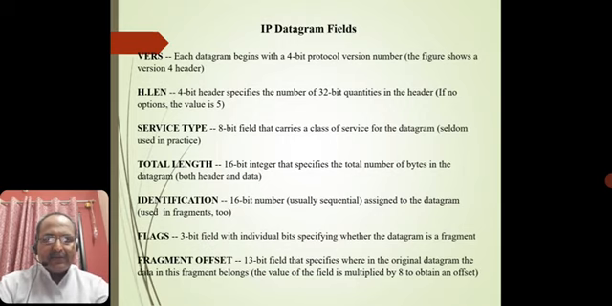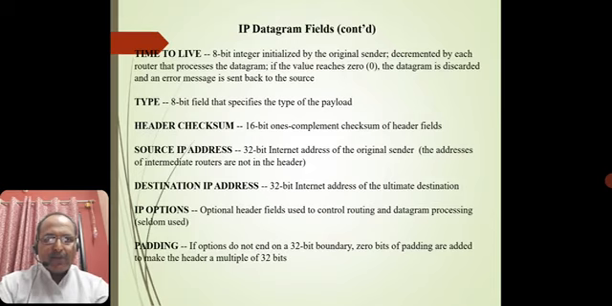Now, in the process, time to live is one of the important fields. Here, an 8-bit integer is initialized by the original sender and decremented by each router that processes the datagram. If the value reaches 0, this means the complete datagram is discarded and an error message is sent back to the source that we didn't receive any of the payload. That's very important. That is called the time to live.